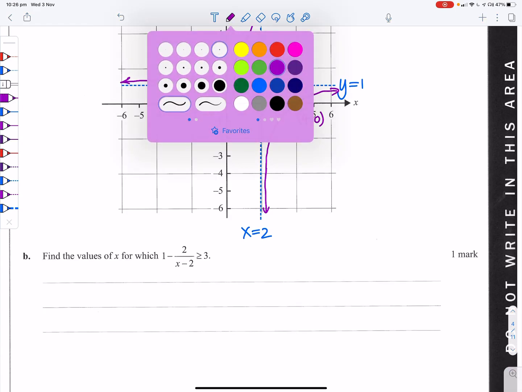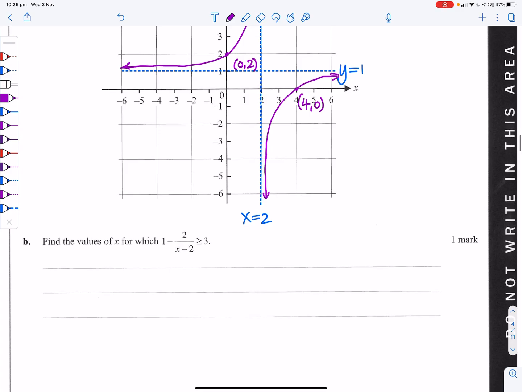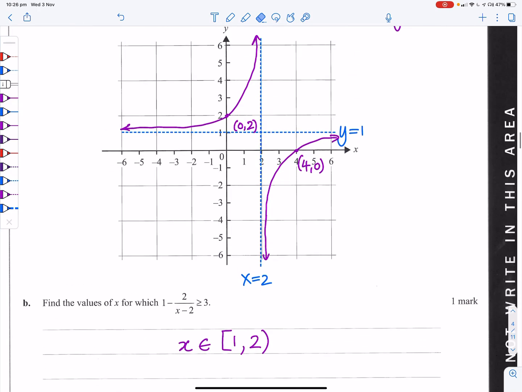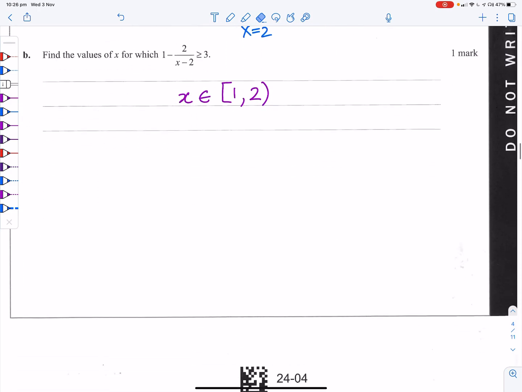But we want to know the x values for which it's greater than or equal to 3. So we know x is an element of 1 to 2. We can include 1, but we can't include 2 because it's an asymptote. It's approaching that value, but it's never actually going to get to it.